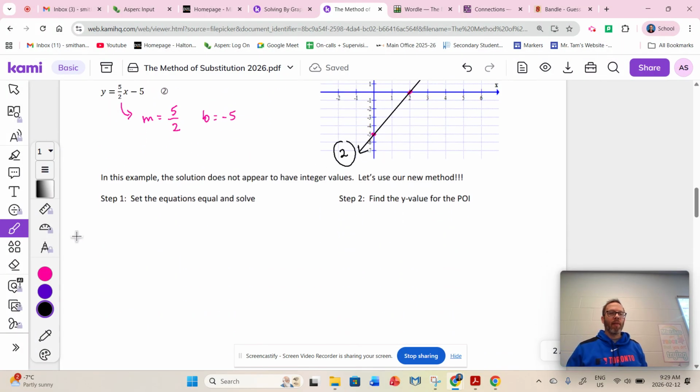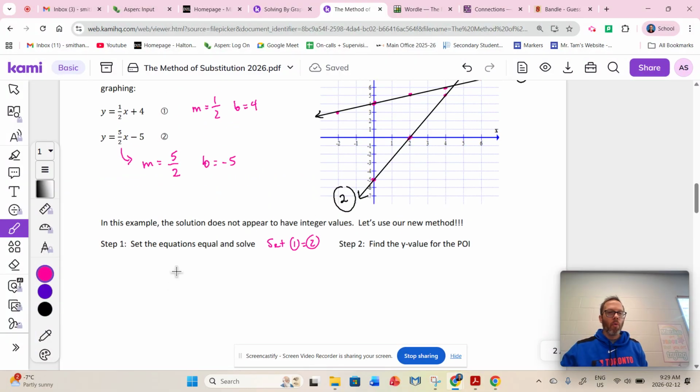So let's set our equations equal and solve. I might even just pop this over here. Set 1 equal to 2. So what are our equations? We have 1/2 x plus 4 is equal to 5/2 x minus 5.